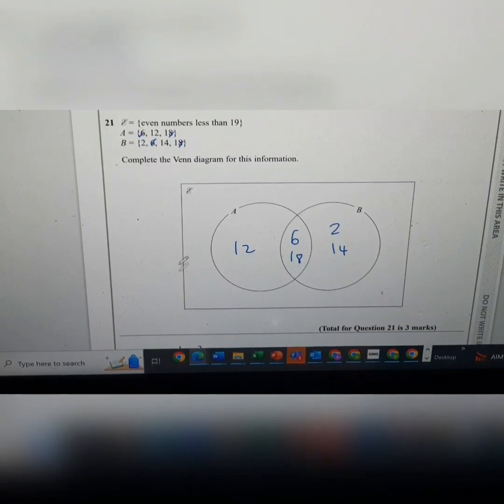So 4 is not here, so I'm going to put 4 there. 6 is there. 8 is not here, so I'm going to put 8 there. 10 is not here, so I'm going to put 10 there. 12 is here. 14. 16 is not here, so I'm going to put 16 and then 18. So these are all my numbers, even numbers less than 19.